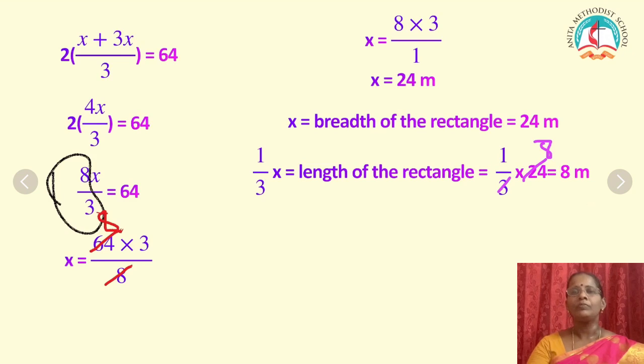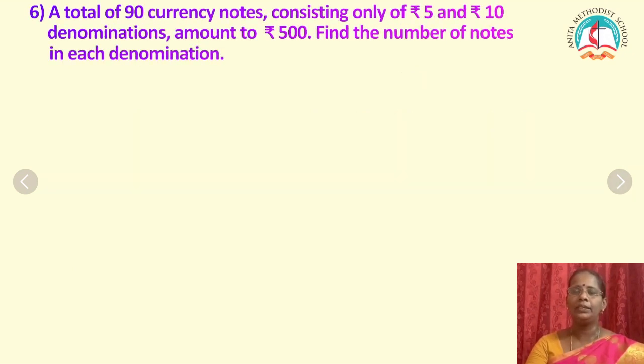Okay. Now look at the next question, children. A total of 90 currency notes consisting only of rupees 5 and rupees 10. Totally we are having 90 notes, children. It contains 5 rupee and 10 rupee notes. The total amount is 500. And here the question is: find the number of notes in each denomination.